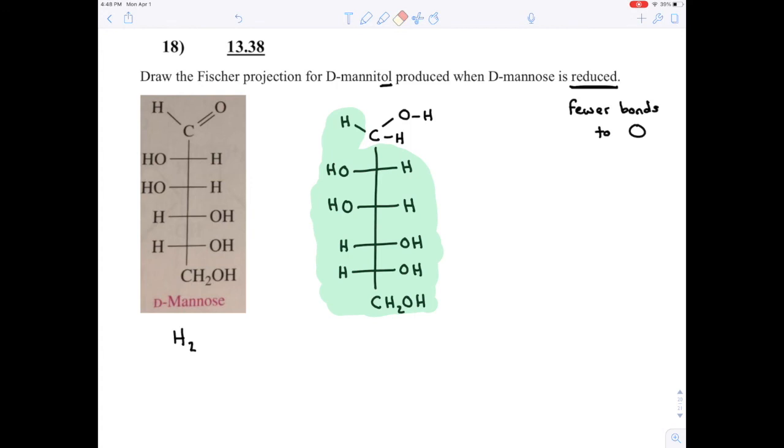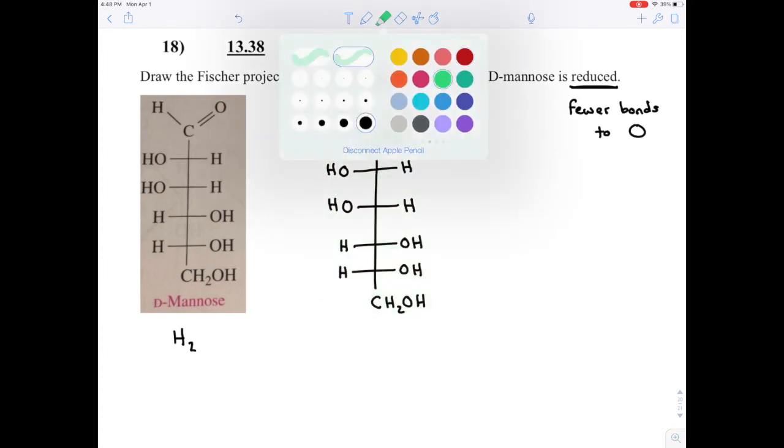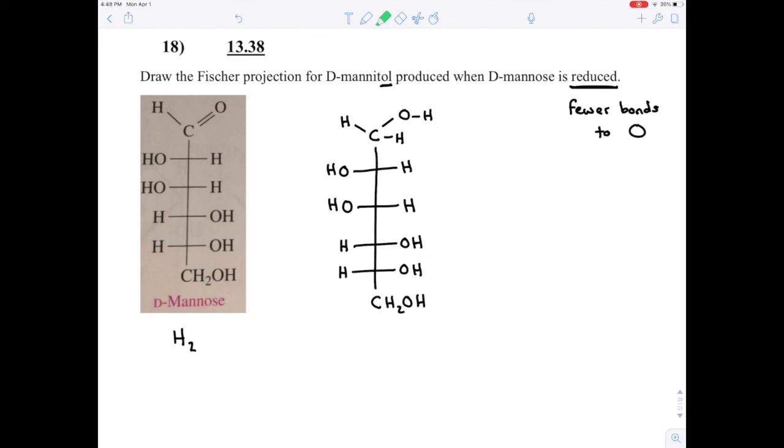So, in this example, to reduce this sugar, this D-mannose, all we did was erase one of the bonds to oxygen, and both to oxygen and carbon add a bond to a hydrogen. The rest of the molecule stays exactly the same, and this is D-mannitol.